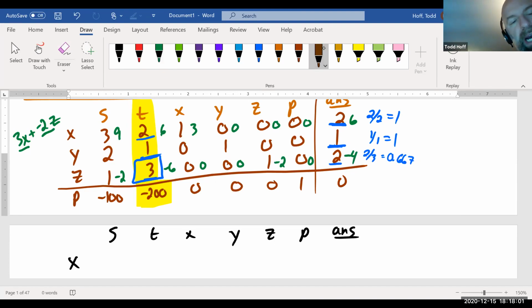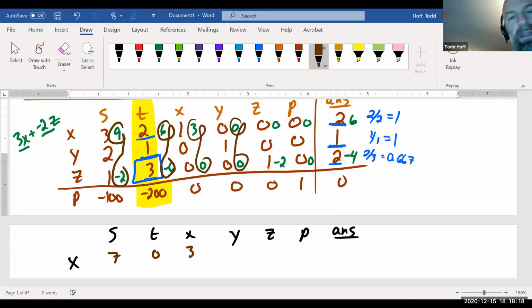So now for row X, I have 9 plus negative 2 is 7. 6 plus negative 6 is 0. 3 plus 0 is 3. 0 plus 0 is 0. 0 plus negative 2 is negative 2. 0 plus 0 is 0. And 6 plus negative 4 is 2. So I've cleared out that entry in the pivot column for row X. That's all I want to do is get that 0 right there.